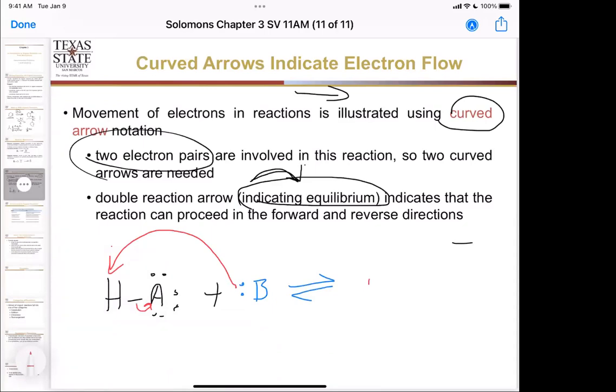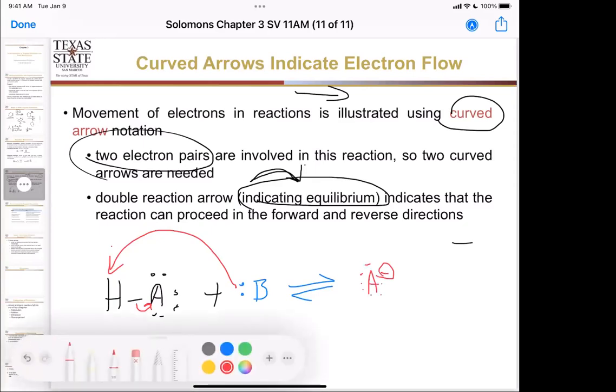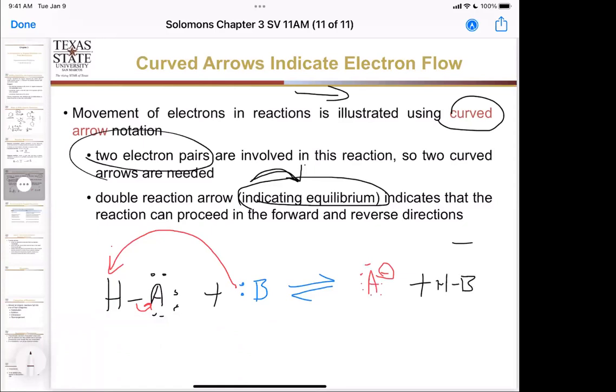So what does our product look like? Our product looks like A with a negative charge because it has all those electrons around it, 8 electrons there, plus B hydrogen. What happened to that lone pair of electrons on the base? They became the new bond with hydrogen. Remember, the bond right here, that one line is 2 electrons. So these 2 electrons became the new bond between the H and the B. Okay, do we see how that happened? And we're showing the electrons flowing with the curved double arrows.